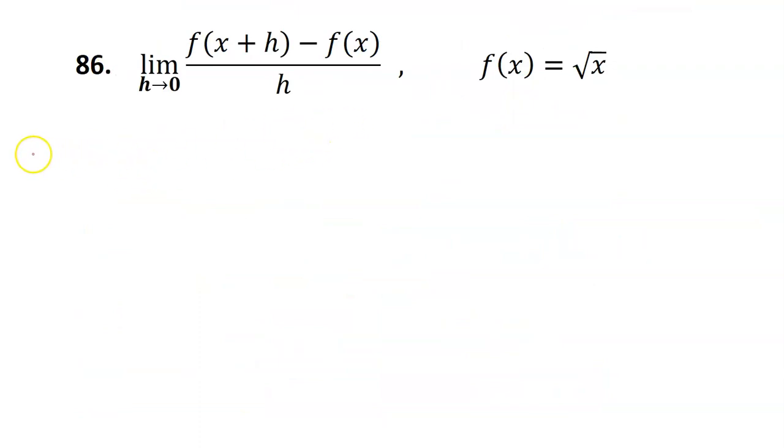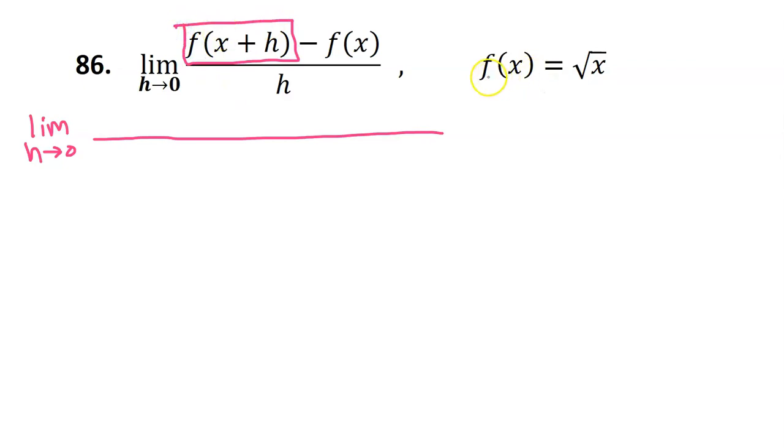Let's do one more of these. So we have the limit as h approaches 0 of, first comes f at x plus h. So we need to take function f and plug in x plus h. Well, function f is the square root of x. So instead of the square root of x, I'm going to put the square root, but inside I'm going to put x plus h. All right, so that is f at x plus h, is the square root of x plus h.